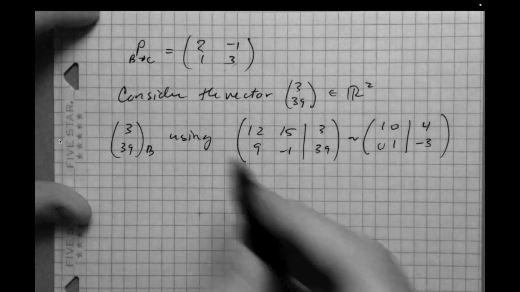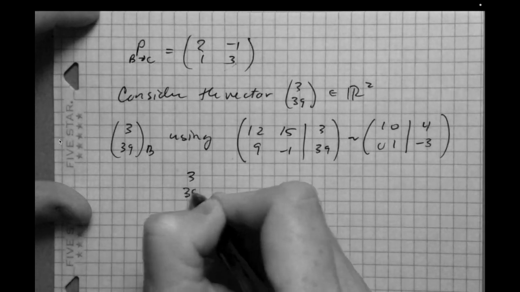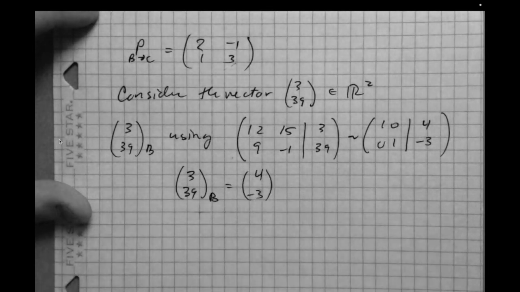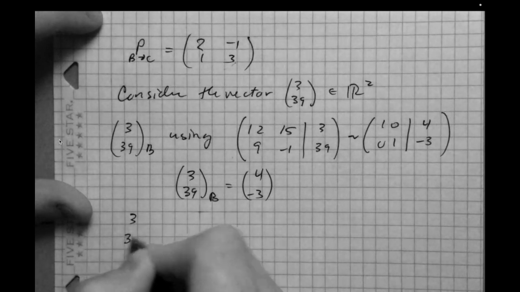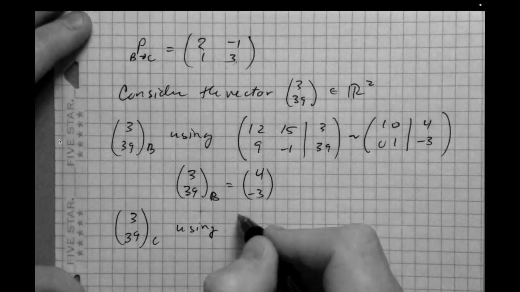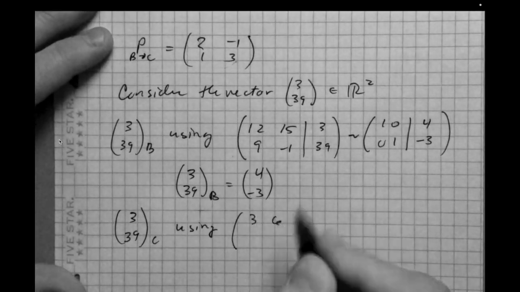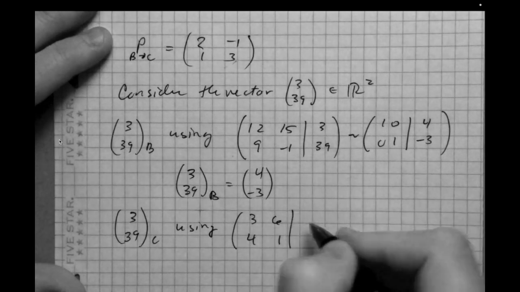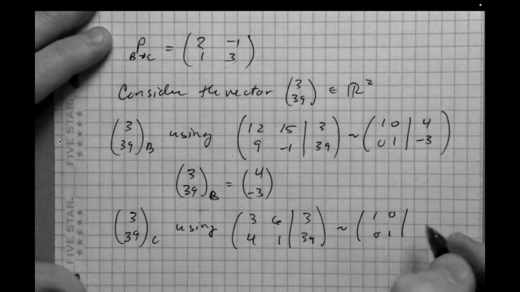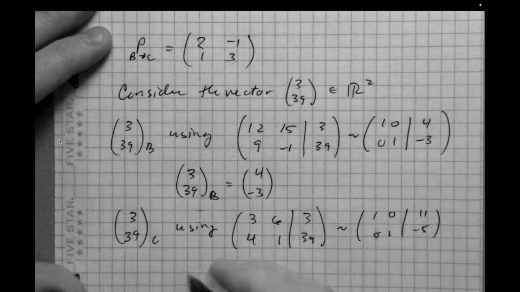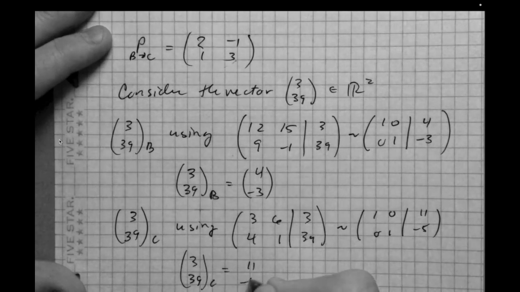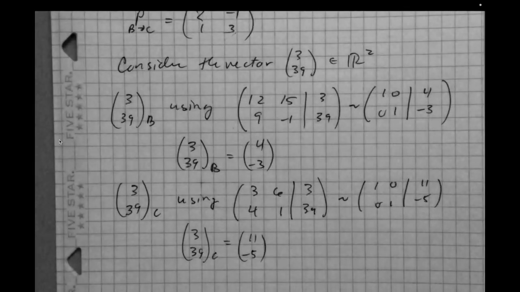Okay, right, and so 339 coordinatized in B is equal to 4, negative 3. I can do the same thing in C. I need to do these separately so that I can show that the multiplication works. And so doing it under C would be 3, 6, 4, 1, 339. And that row reduces to 1, 0, 0, 1, 11, negative 5. So 339 in C is equal to 11, negative 5. Okay, and so we've got this.